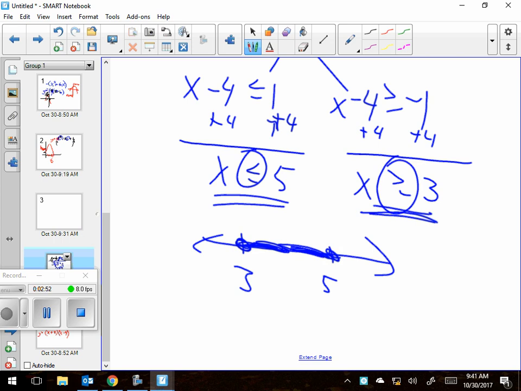Kind of like if I just said x is greater than 10 as my answer. There's a lot of answers. 10 works, 11, 12, 13, 14. But this, only the numbers between 3 and 5 work.